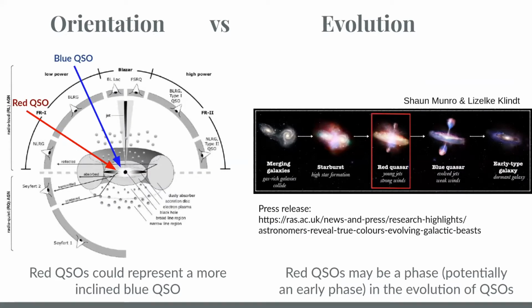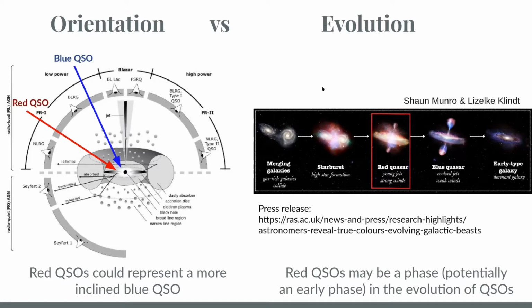On the left is the orientation model, and you can see this classic schematic of the unified model of AGN. And here, a blue quasar would have this unobscured view to the accretion disk. And then you could imagine a red quasar having this grazing angle through the dusty torus. So in this case, a red quasar is nothing more than just an inclined blue quasar. On the right is the evolutionary scenario. And in this case, a red quasar may represent an important phase in galaxy evolution.